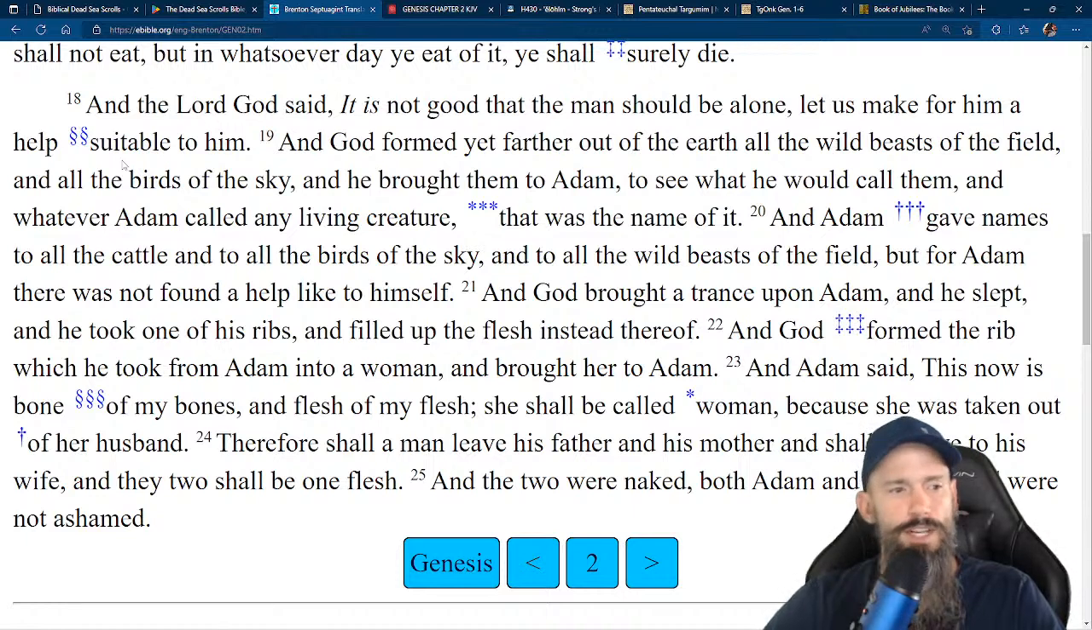And Adam said, "This now is bone of my bones and flesh of my flesh. She shall be called woman, because she was taken out of her husband. Therefore shall a man leave his father and his mother, and shall cleave to his wife, and they two shall be one flesh." And the two were naked, both Adam and his wife, and were not ashamed.